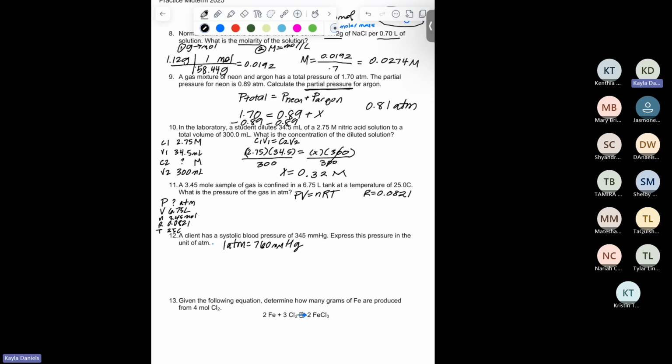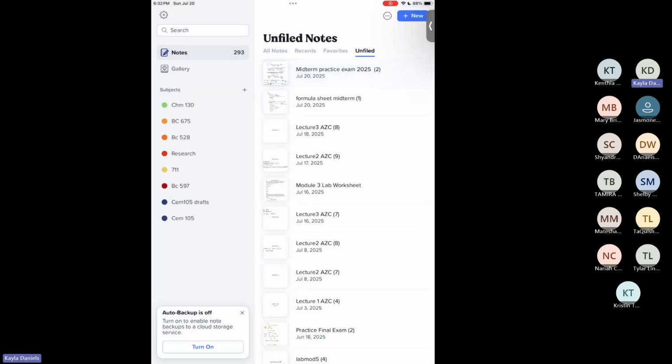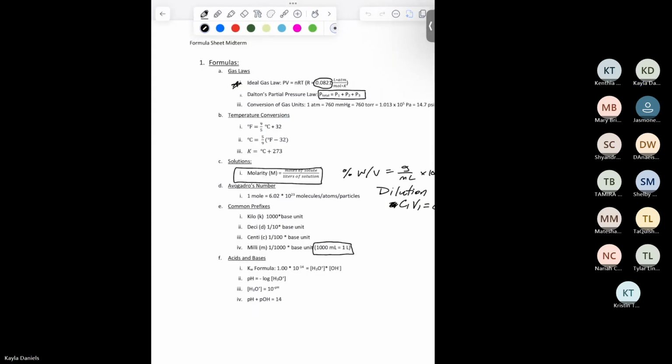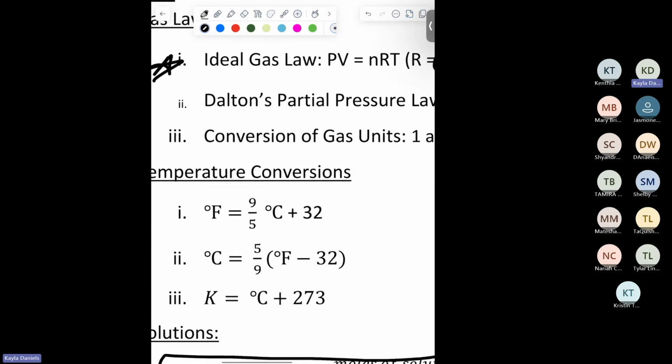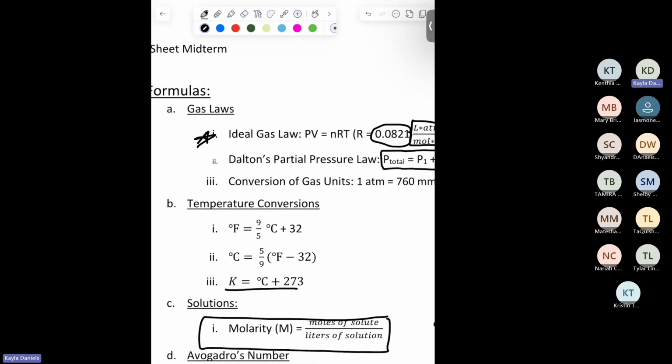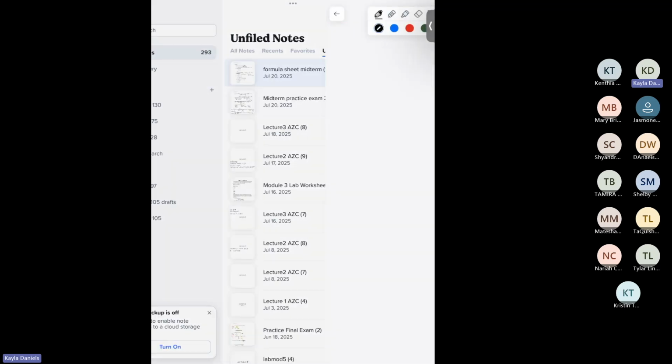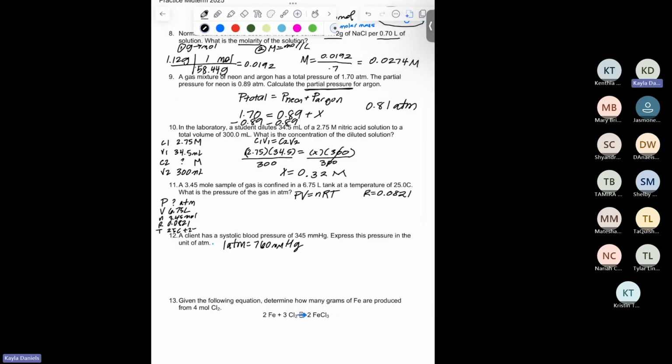If you forget that, go back to the formula sheet, that's all these units here. So liters were good, atmospheres were good, moles were good. We're not in Kelvin though, we're in Celsius. To convert Celsius to Kelvin, we add 273 to what we have, so plus 273 is 298 Kelvin. Now I'm good to go and plug it in.